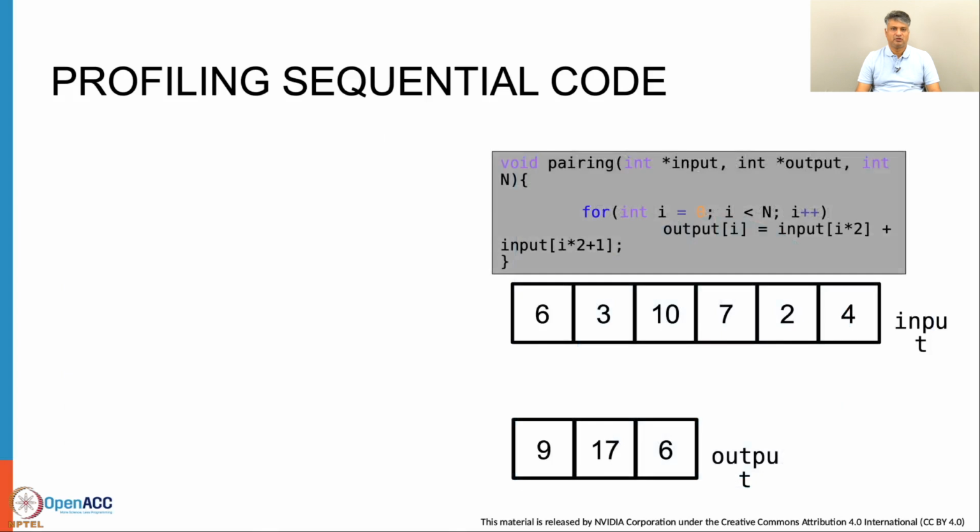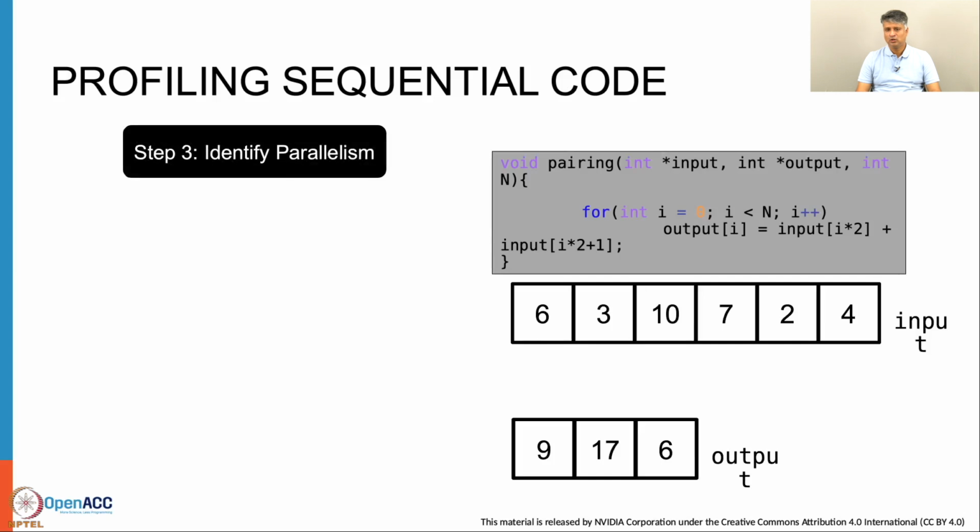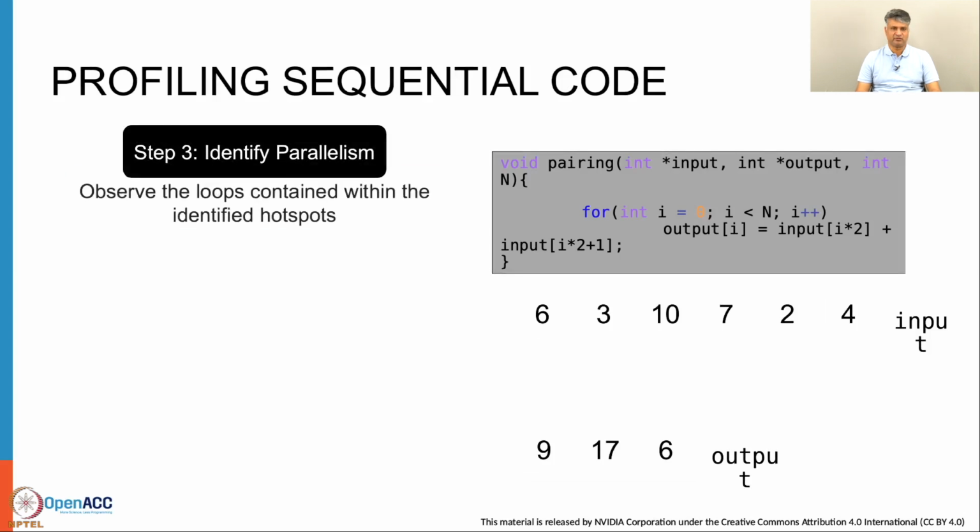So when you look at profiling the serial code, for example, look at this bit of code where you have some sort of data dependency, where output[i] is equal to input[i*2] plus input[i*2+1]. So this is some sort of a pairing function. The input takes an array which is 6 long and produces an array which is 3 long, or half the size. So can we identify the parallelism over here?